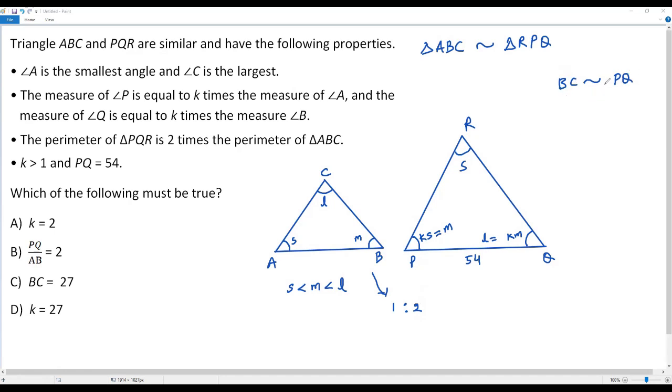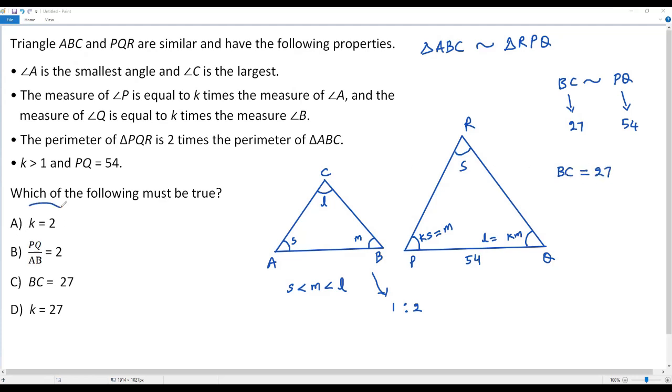Already we have the length of the side PQ, that is 54. Then what must be the length of BC, so that the ratio of these two lengths equals the ratio 1 to 2? Then the length of BC must be 27, so that the ratio of these two numbers, 27 and 54, is equal to 1 to 2. So here I got the length of the side BC in triangle ABC, that is 27.